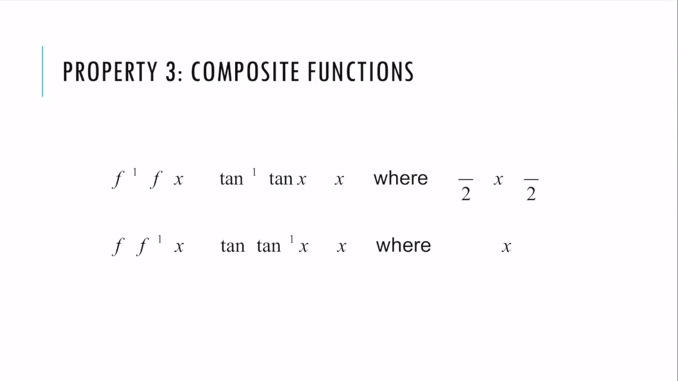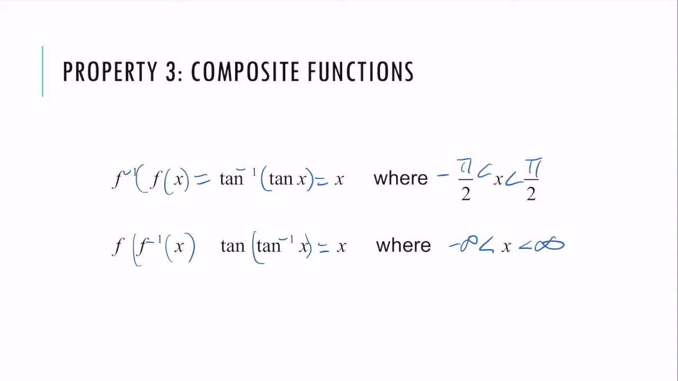We also can take composite functions of tangent and inverse tangent. So f inverse of f of x equals tan inverse of tan of x, which equals x when negative pi over 2 is less than x or x is less than or equal to pi over 2. And f of f inverse of x, tangent of inverse tangent of x, equals x when negative infinity is less than x, which is less than infinity. So that's the composite function rule for tangent.